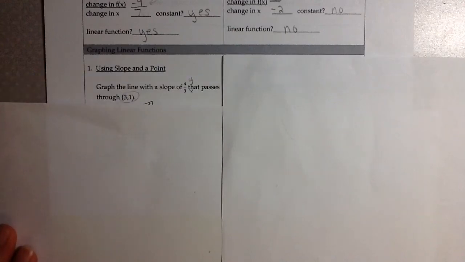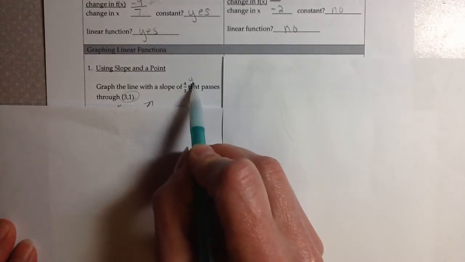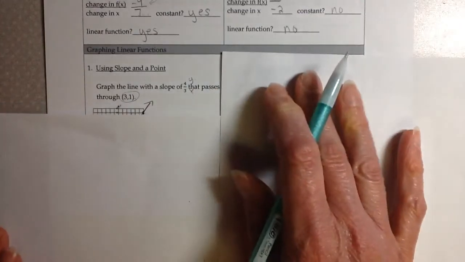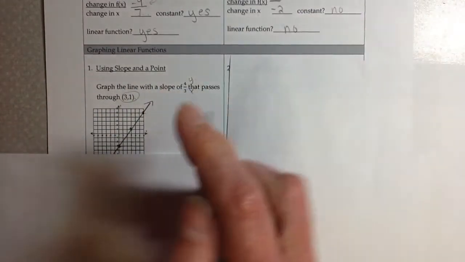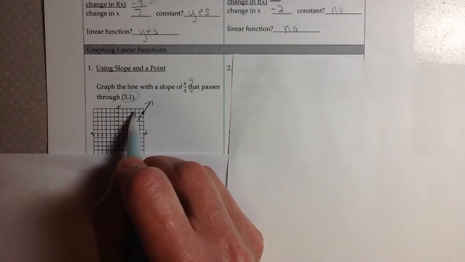So, using a point and slope. We have a slope of 4/3. That means you're going up 4 on the y-axis, over 3 on the x-axis. It's going to pass through the point (3, 1). So the first thing you'll do is graph that point (3, 1), and then you'll go up 4 and over 3.